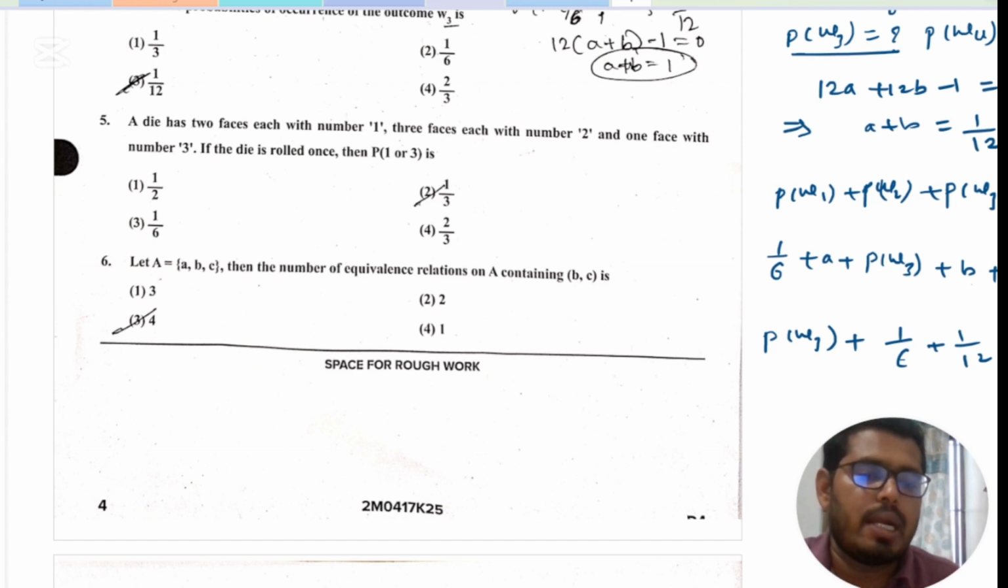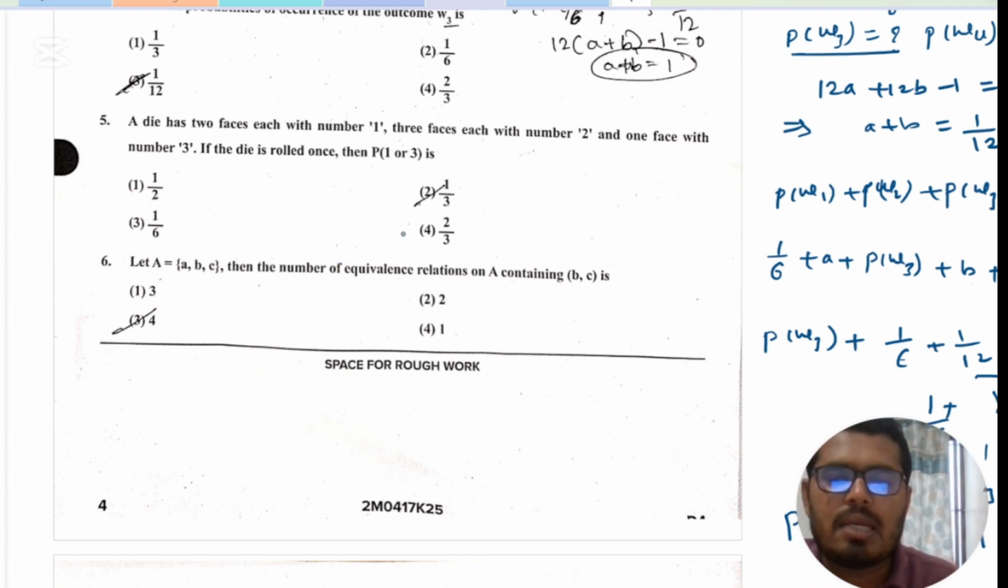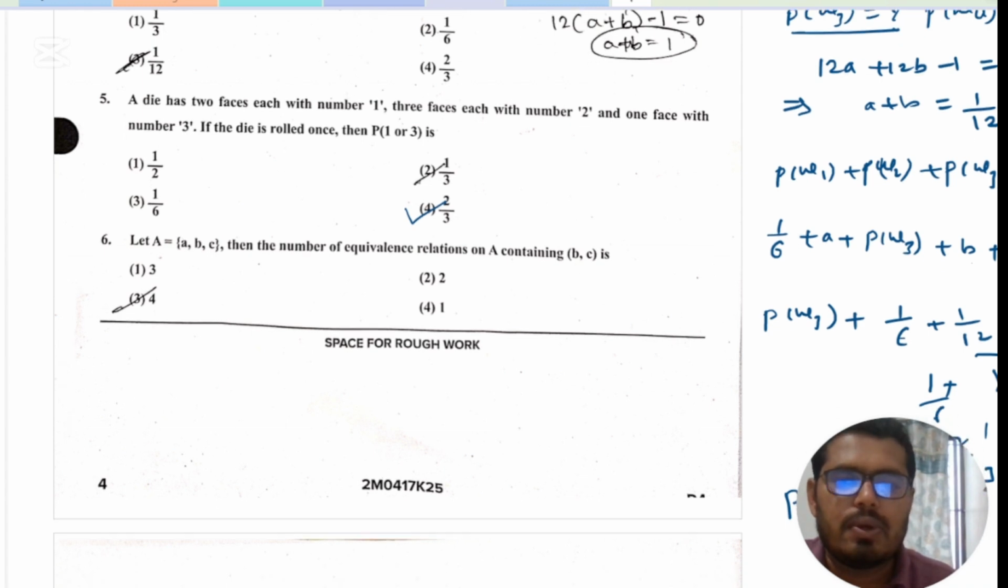1 by 12 plus 1 by 12 is 1 by 6. Okay, 2 by 12, that is 1 by 6. And 1 by 6 plus 1 by 6 is equal to 2 by 6. Okay, 2 by 6 is 1 by 3. So P of W3 plus 1 by 3 is equal to 1. Therefore, P of W3 is equal to 1 minus 1 by 3, that is equal to 2 by 3. Just that. P of W3 is 2 by 3. It means option number 4 is correct. Okay. Next.